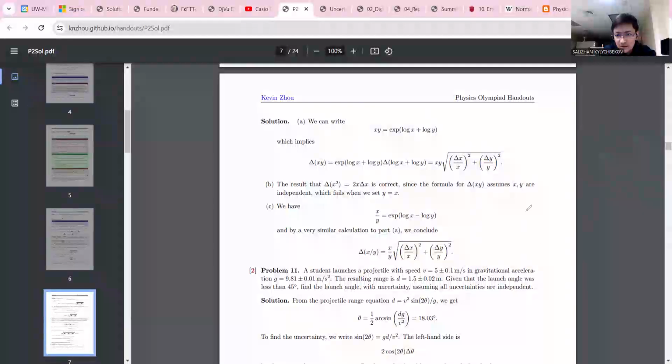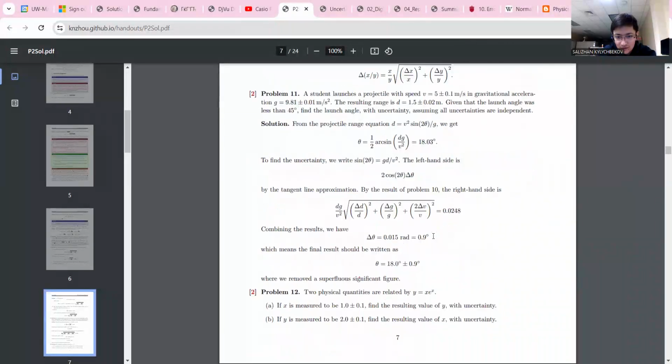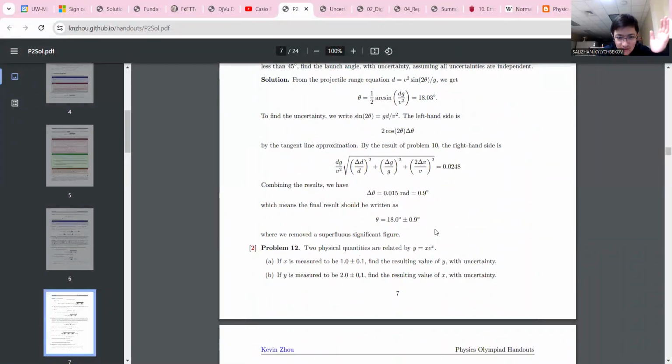As I said, delta f over f, delta x divided by x, delta y divided by y is this. These are how errors are propagating, right? Problem 11, I really recommend. I recommend to solve every single problem.